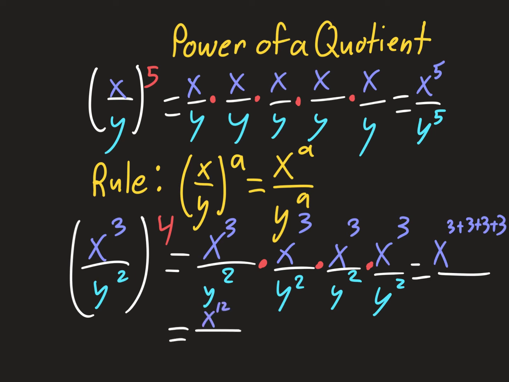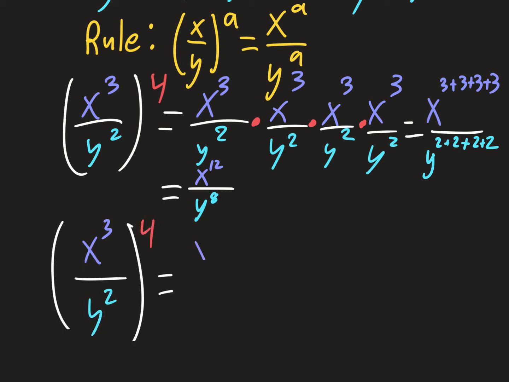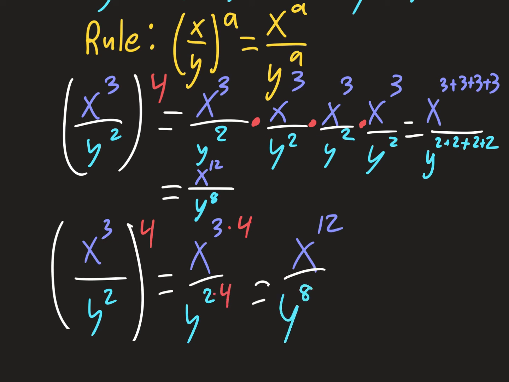On the bottom, we get y to the second times y to the second times y to the second times y to the second, or y to the 2 plus 2 plus 2 plus 2, which is y to the 8th power. Now, does this rule check out? x to the third over y to the second raised to the 4th power would give us x to the 3 times 4, which is x to the 12th, over y to the 2 times 4, which is y to the 8th. The rule does work.